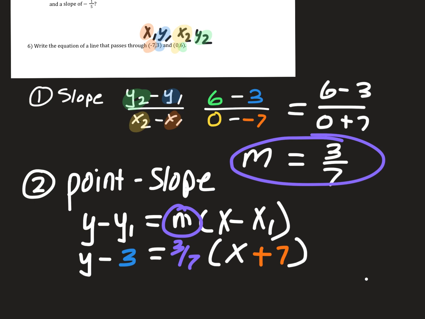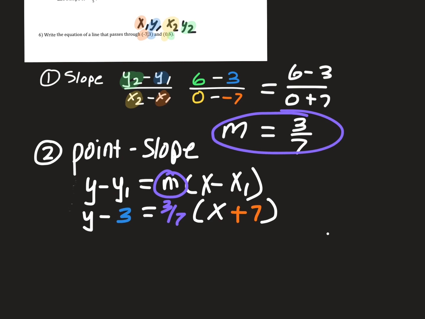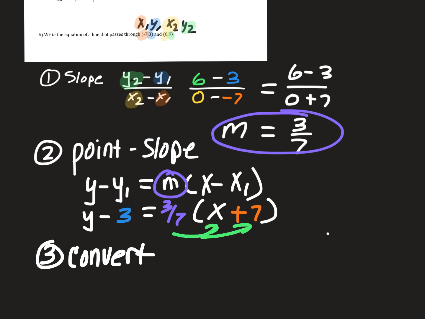So we've gotten through those first couple steps, and so now we need to actually switch it over into the slope-intercept form that we need. So we're going to convert. And our first step is that we're going to distribute, because there are no parentheses in slope-intercept form.